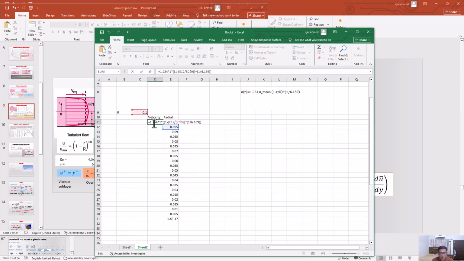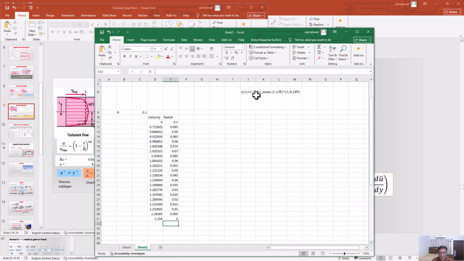So 1 minus r upon R. Here, this is not 0 because we are putting the value at cell number 12, not 11. This becomes 0. Okay, so drag this value. This is exactly 0, and the maximum velocity is equal to 1.25. So this is also confirmed here.